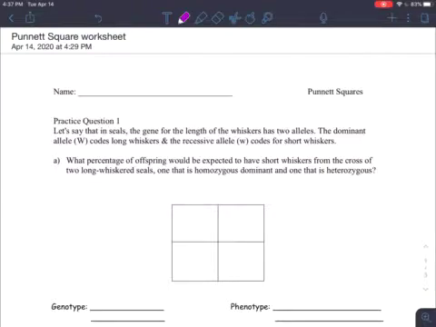Before we left, we were working on Punnett squares. I am going to continue showing you guys Punnett squares, and I am going to give you a graded worksheet on this because honestly, they show up every year on the 8th grade assessment. So we want to make sure that you guys feel comfortable with them.